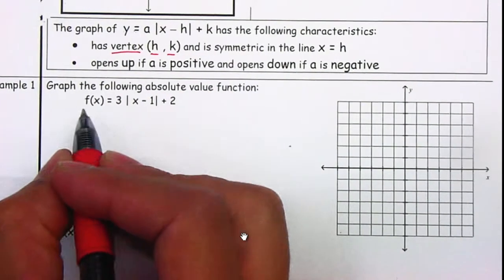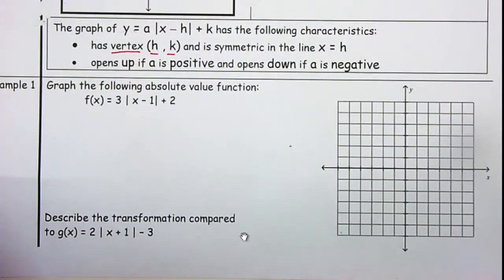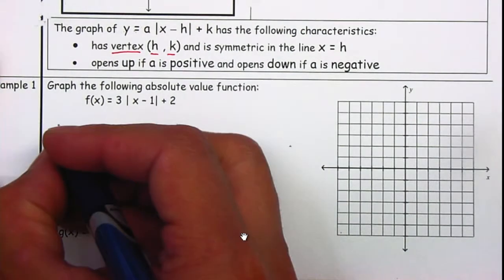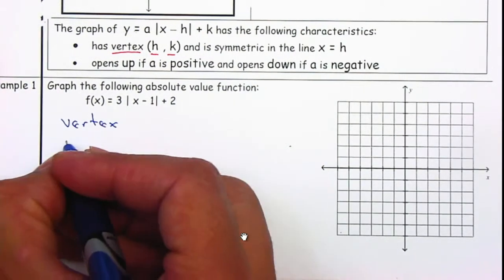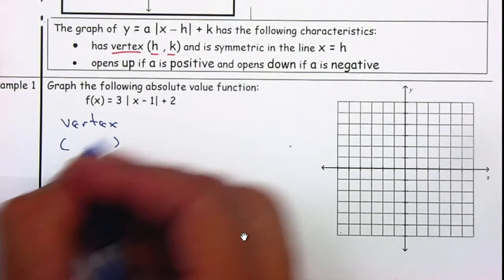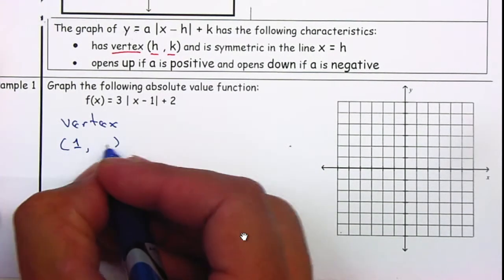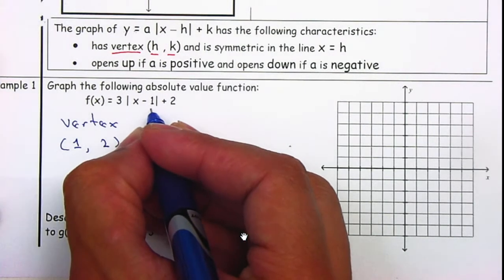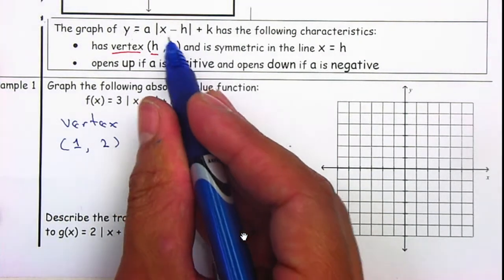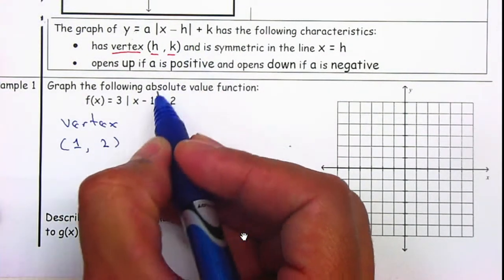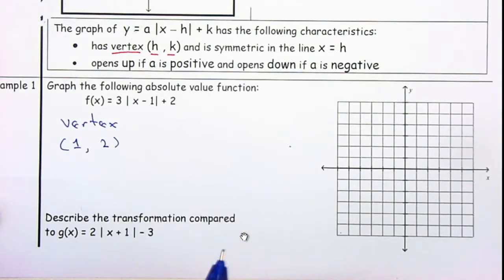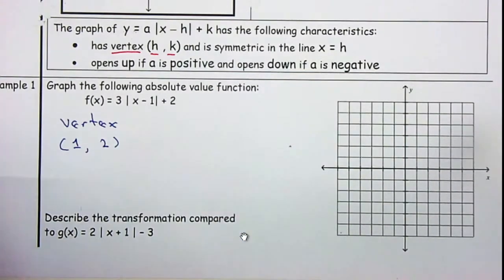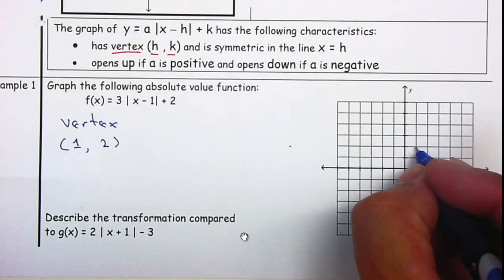For example, number 1. First thing, we need to be able to find the vertex. The vertex is 1, 2. Remember that your value of h, because the formula says x minus h, is the opposite, so it'll be positive 1, and k will be 2. Let's go and plot it. 1, 2, it's up here.